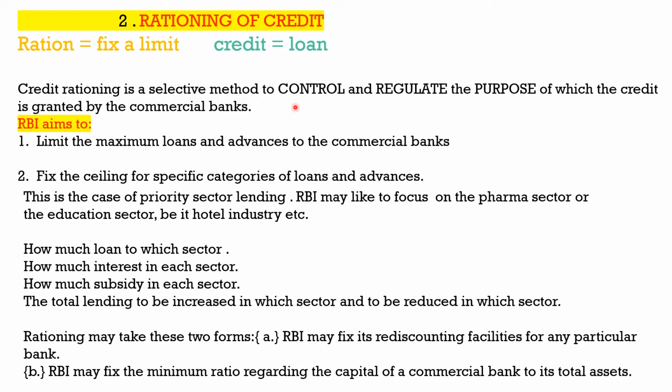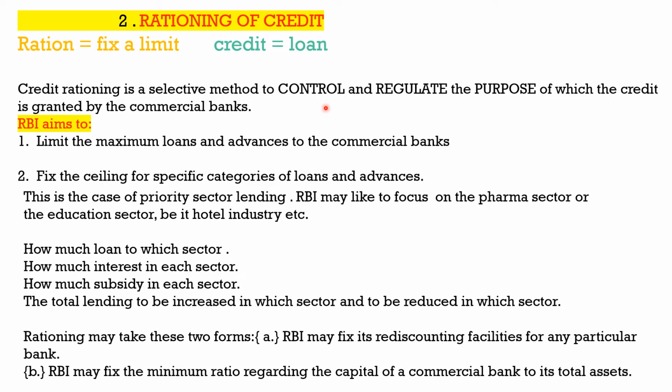Credit rationing is a selective method of credit control to regulate the purpose for which credit is granted by the commercial banks. Now, see, commercial banks grant credit to every person. You have to offer a collateral, you have to present your file for which venture you are asking for this loan, right? Now, it is upon the commercial bank to give you the loan or not to give you the loan, and how much. How much loan will the commercial bank be giving?